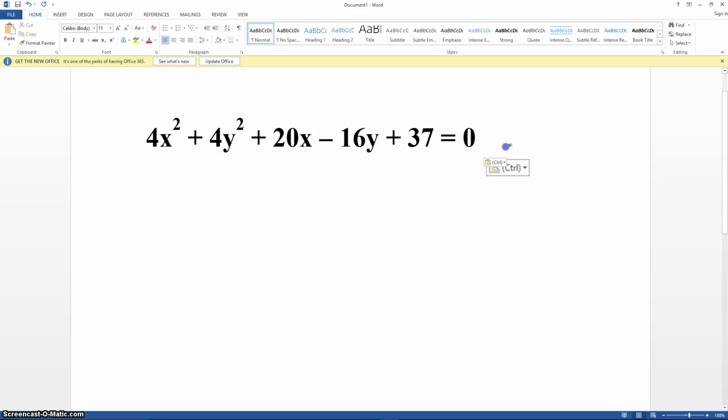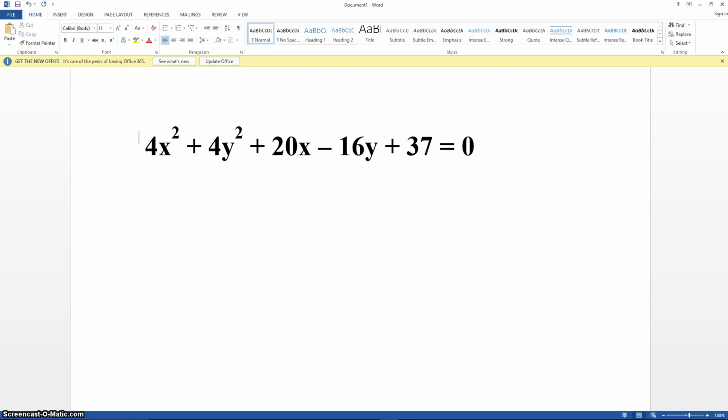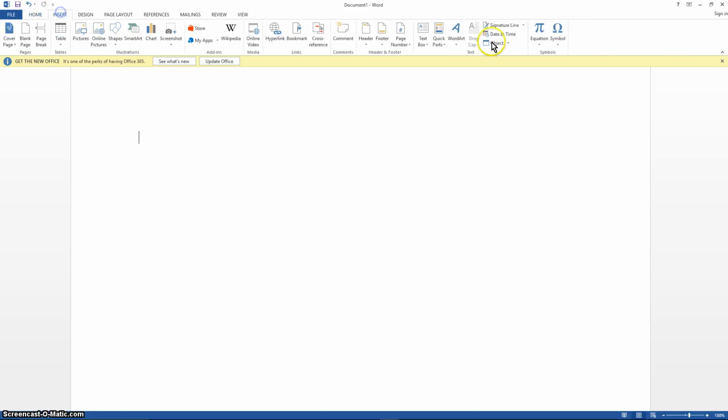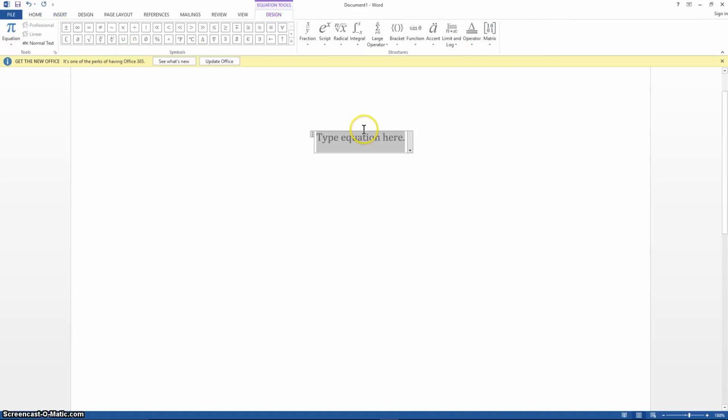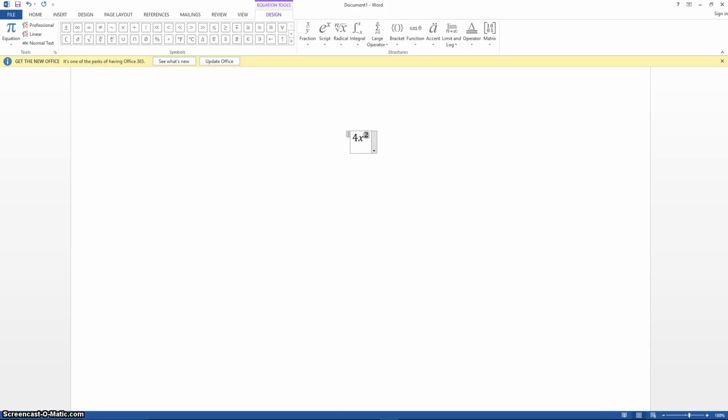Alright, so what I'm going to do here, that means I'm going to have to type it. Okay. I'll just go ahead and quickly type the equation. 4x squared plus 4y squared plus 20x minus 16y plus 37 is equal to 0.